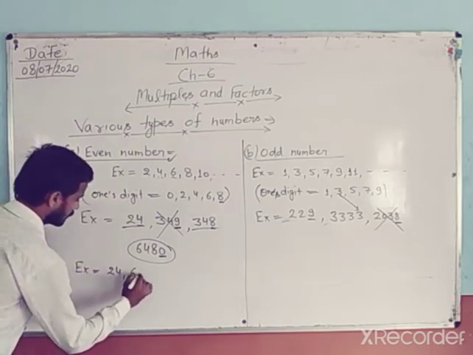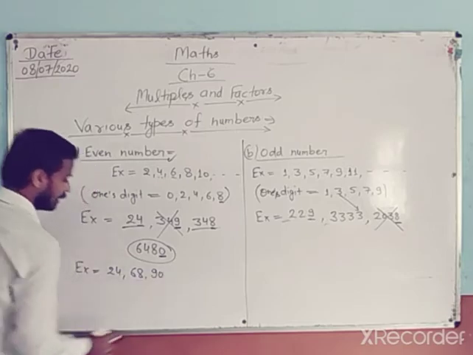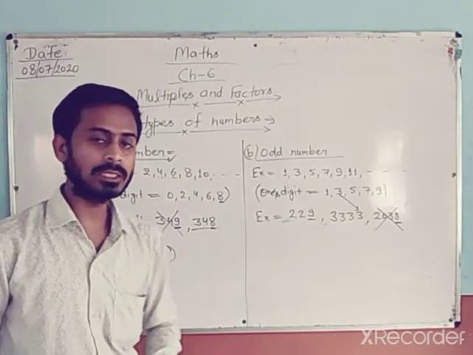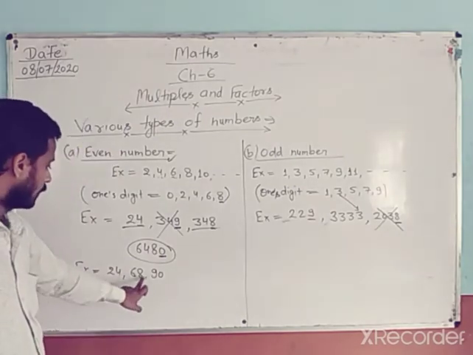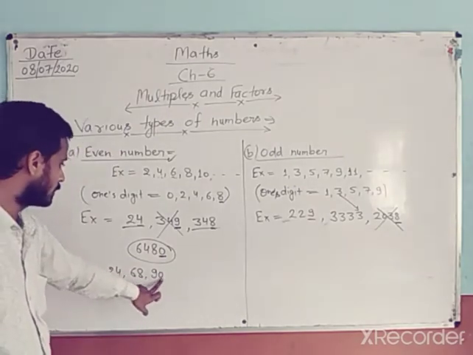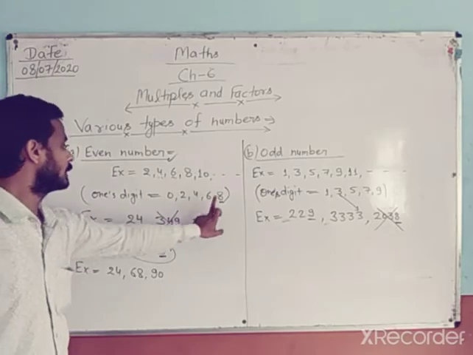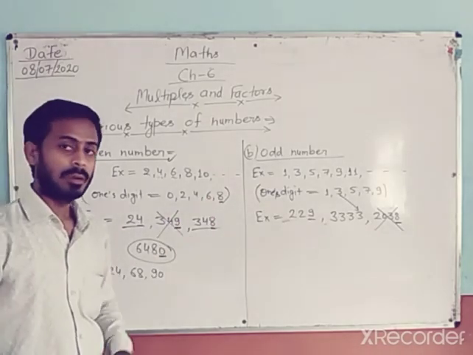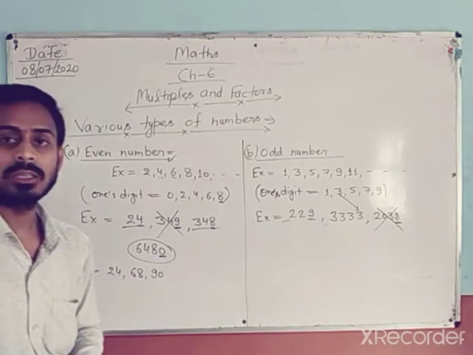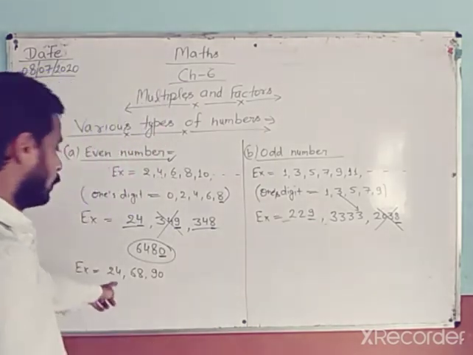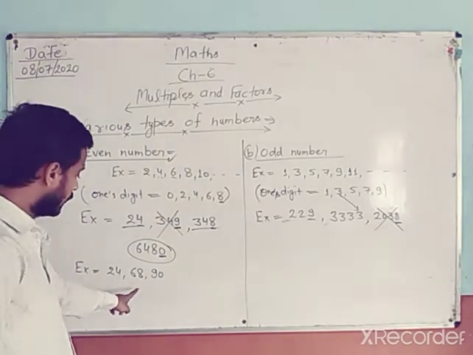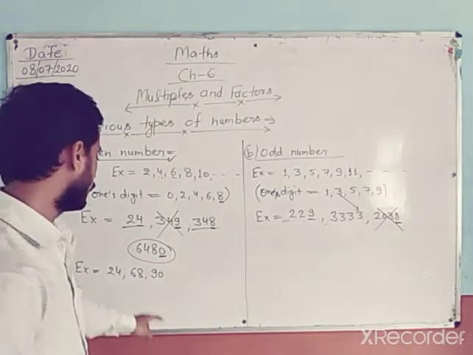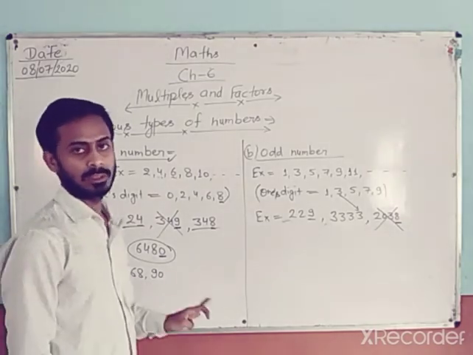24, 68, 90. These three numbers are even numbers or not? They are even numbers because the ones digit is 4, 8, again 0. So they are even numbers, but they are not consecutive because the difference of these two numbers 24 and 68 is not 2. 90 minus 68 is not 2. That is why they are not consecutive even numbers.